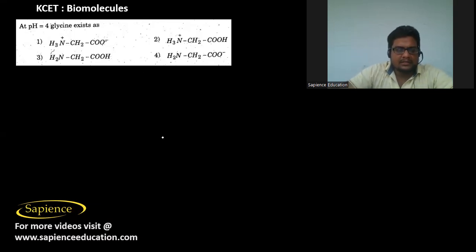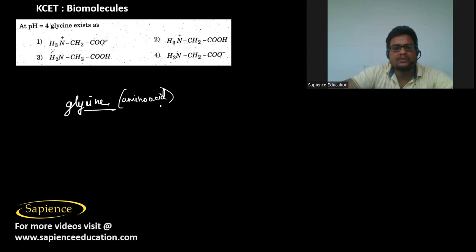Then here it is said that at pH equal to 4, glycine exists as. So now glycine, as we know, is an amino acid. Glycine is an amino acid whose structure is somewhat like this. It is CH2NH2COOH.